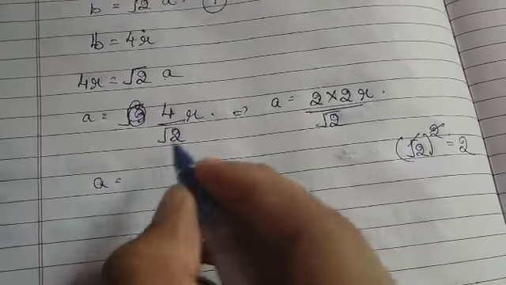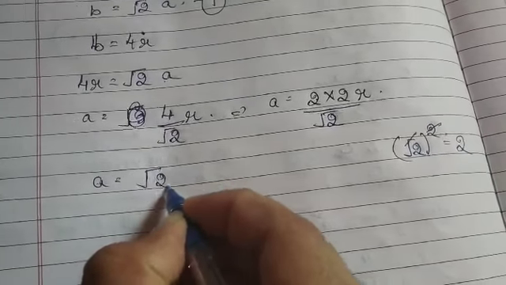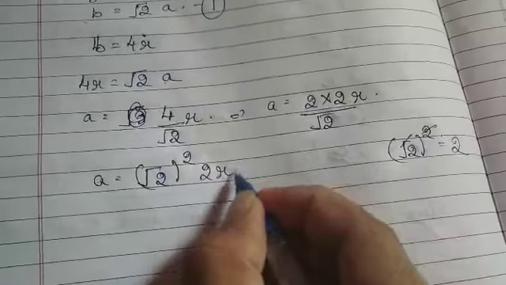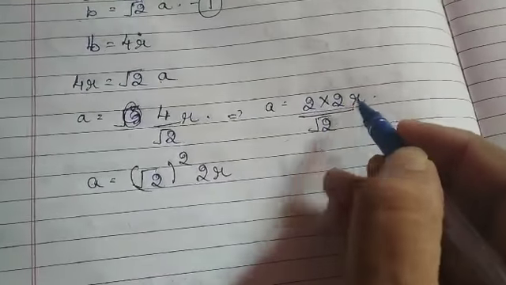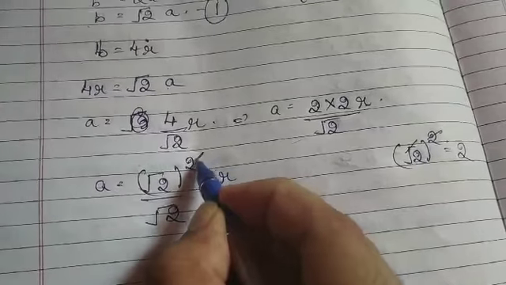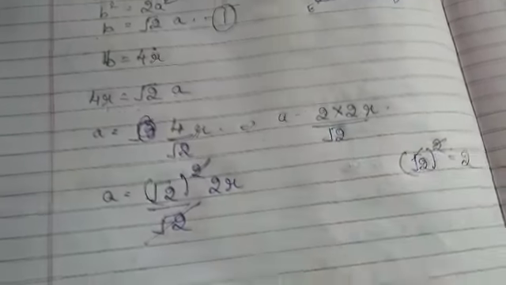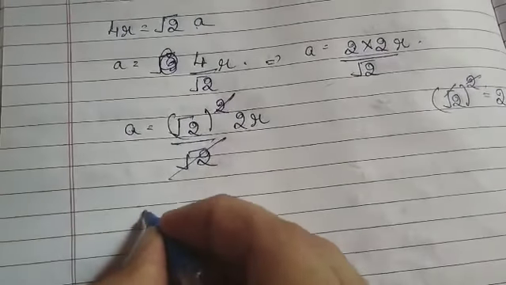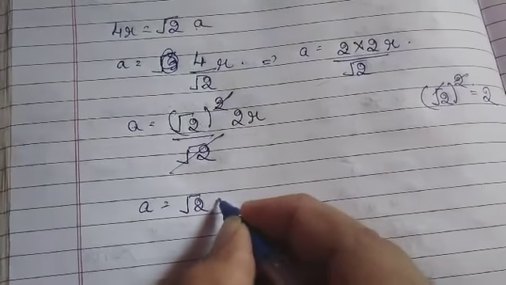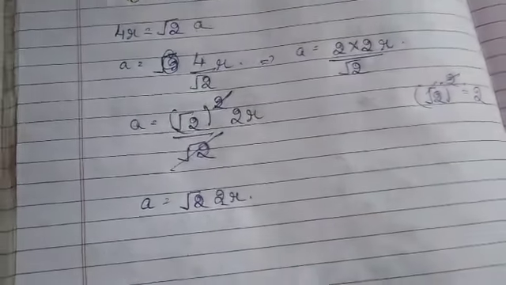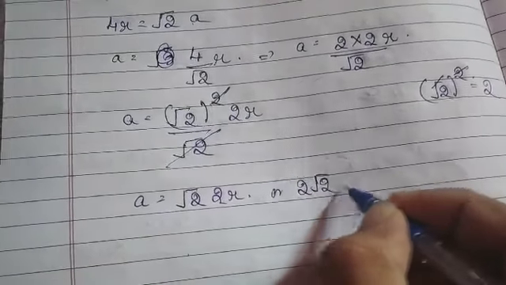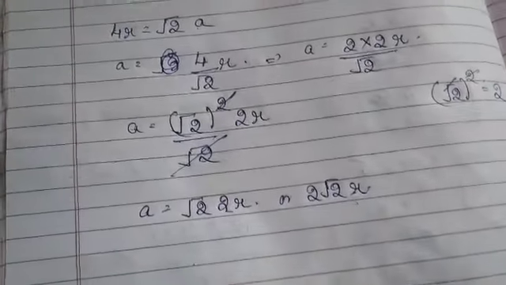So for one 2 I'll be writing root 2 square into 2r, of course this other 2 I am keeping as it is, this 2r, divided by root 2. So the square and one root 2 get cancelled. So what will we get as the value of a? a is equal to root 2 into 2r, or in simple words, 2 root 2 r. Anyway you can just write it.